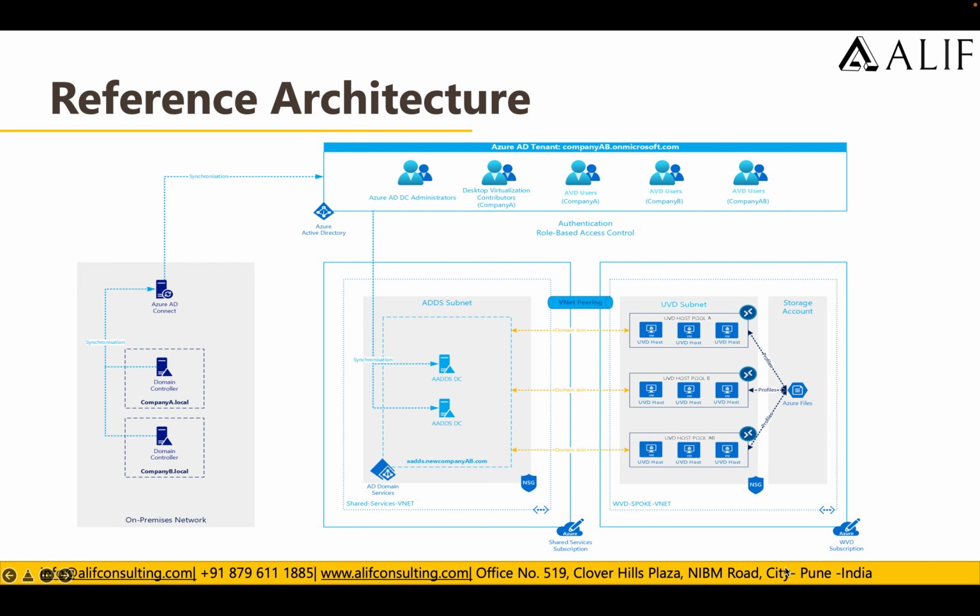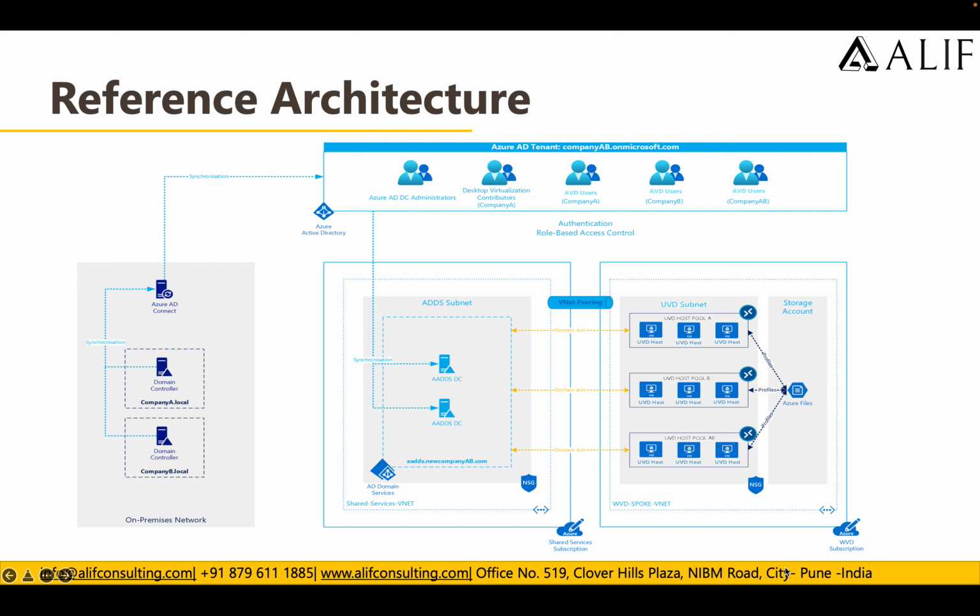Well, this is how your reference architecture looks. In a real-time scenario where you are replicating your on-premise Active Directory to Azure, and from Azure you are replicating to Azure Active Directory Domain Services, this is how it's going to be. On the left side, you can see the domain controllers, company A.local and company B.local, and all of them are getting synced to Azure Active Directory using AD Connect, and from there they are getting synced to Azure Active Directory Domain Services, which is a completely managed service.